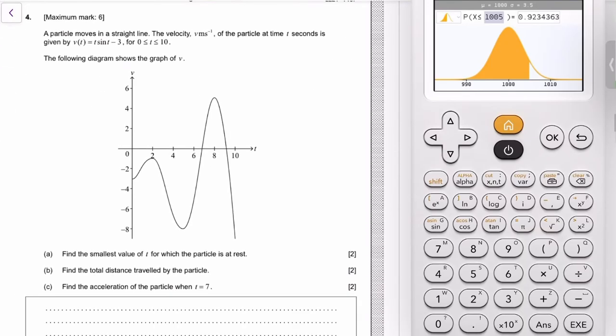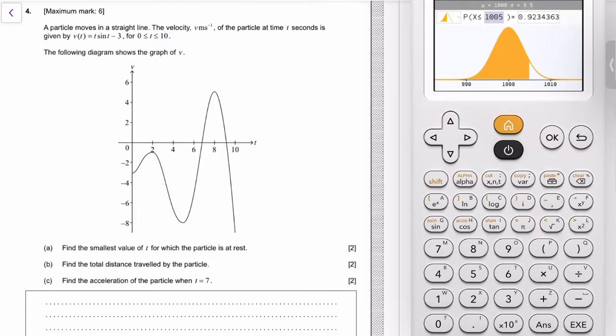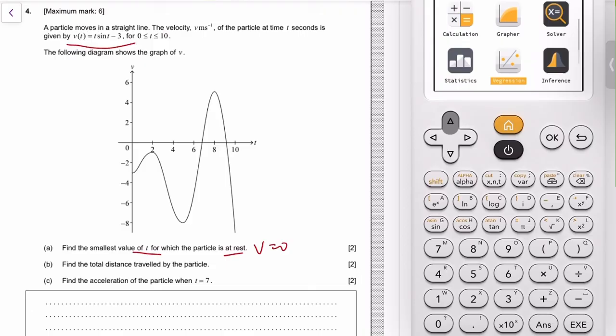Then a kinematics question. So the key of this question is everything could be done with a calculator. Alright, find the time when the particle is at rest. That's when v is 0. So they gave you the v, so you graph the v.